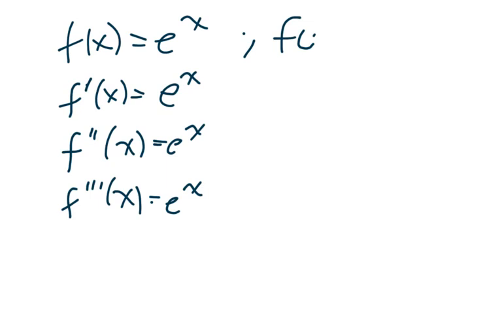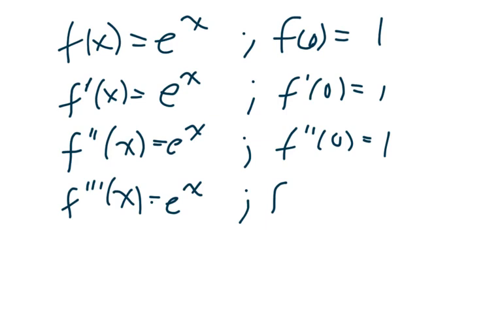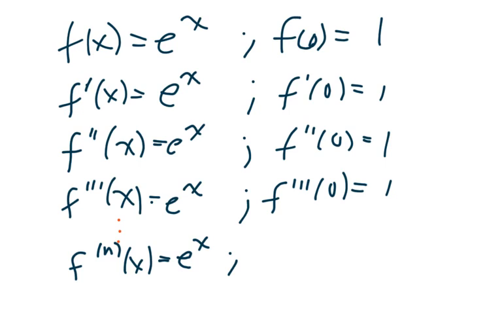is 1. The first derivative evaluated at 0 is 1. The second derivative evaluated at 0 is 1. The third derivative evaluated at 0 is 1. And we can keep going on this, right? Dot, dot, dot. We get the nth derivative at x for e to the x is still e to the x, which means, conveniently, that our nth derivative evaluated at 0 is 1. Okay, so this is a pretty simple polynomial to put together.